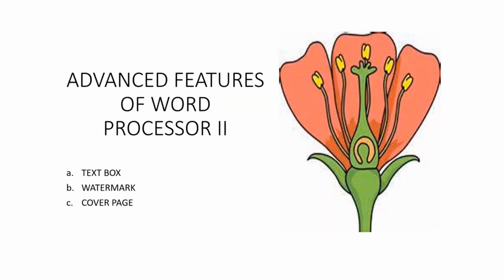Children, we are coming towards the end of the chapter Advanced Features of Word Processor Part 2. Today, we will see how text box, watermark effect, and cover pages are used in MS Word.